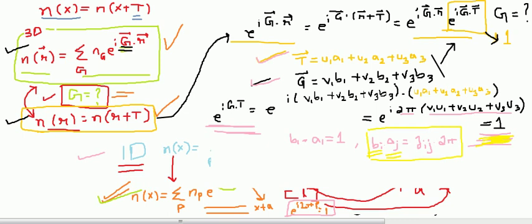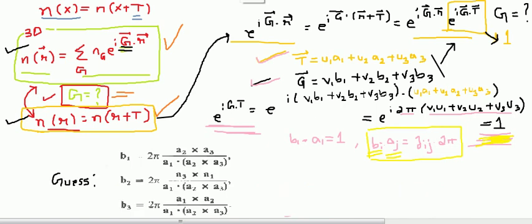Now I need to guess what will be the values of this b in terms of a, such that the dot product of any b and a will give me a 2 pi. Agreed? So my guesswork will lead me to the following values of b. So you can easily check that only if b is written in this form, then I can satisfy this equation.